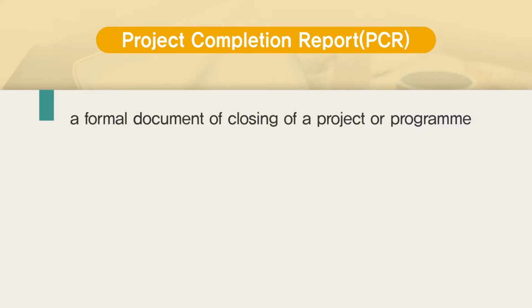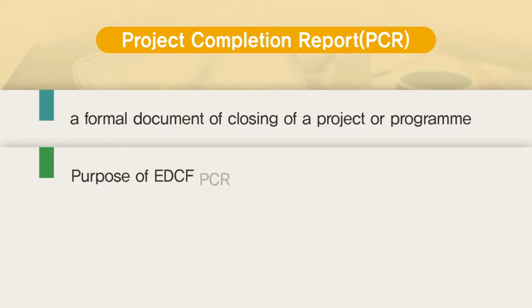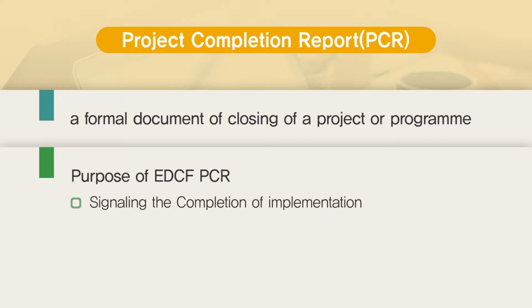Project Completion Report is a formal document which signals the closing of a project. In the EDCF-supported project cycle, it signals the completion of the project implementation. Usually, an EDCF-supported project takes about 10 years or more to finish after the approval. Due to this lengthy timeline, record-keeping becomes an issue. And as we all know, if we don't remember, we would more likely make the same mistakes over and over again. PCR summarizes the process in one document.